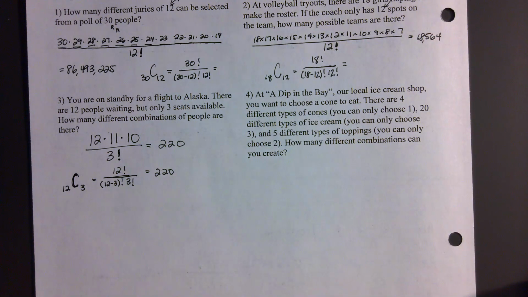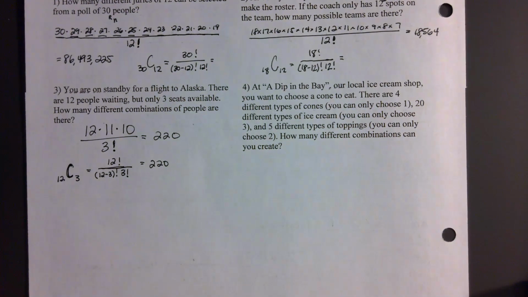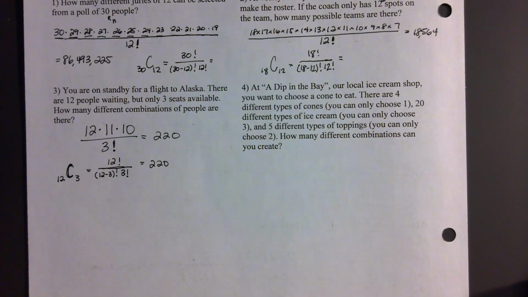All right, looking at our last question. At a Dip by the Bay, the local ice cream shop, you want to choose a cone to eat. There are 4 different types of cones. You can only choose one. And 20 different types of ice cream, 5 different types of toppings. How many different combinations can you choose and create?